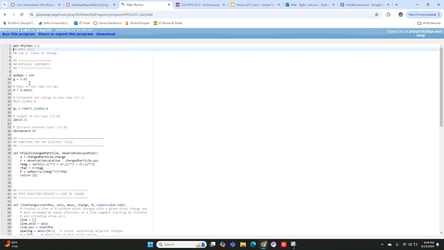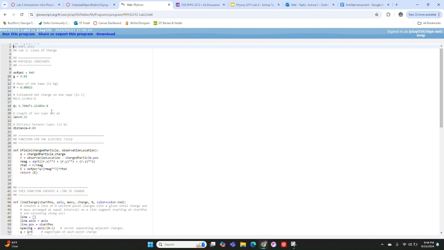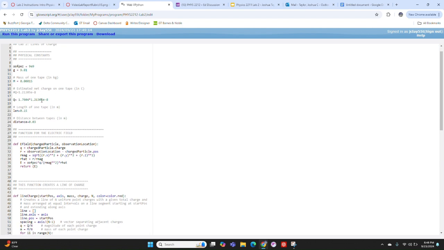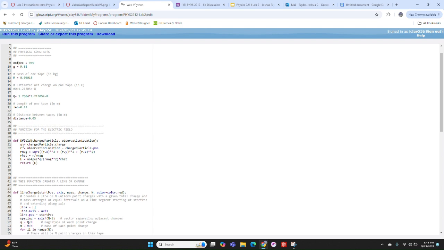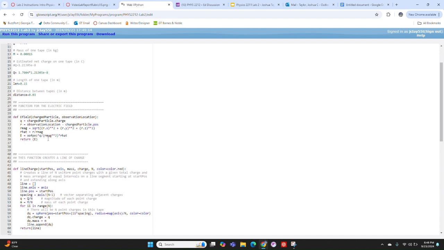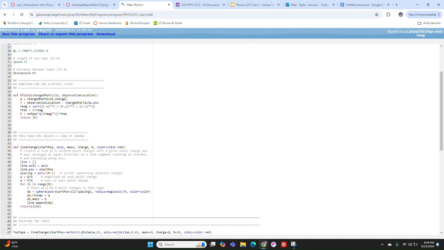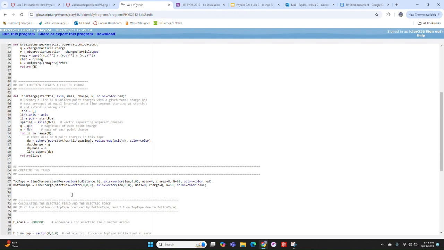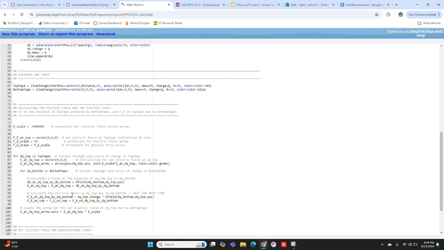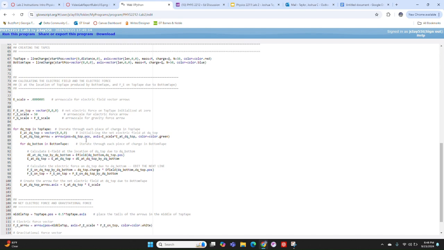Now, for this week, we're going to use code, and we're going to set some initial values. g is 9.81. k is the constant we talked about earlier. We set the initial mass of one piece of tape. This was experimentally found through trial and error after we got the rest of the code figured out. Length of a piece of tape and distance are initial conditions. The function for the electric field was used in lab 0. We brought that over. And then code creating lines of charged tapes.